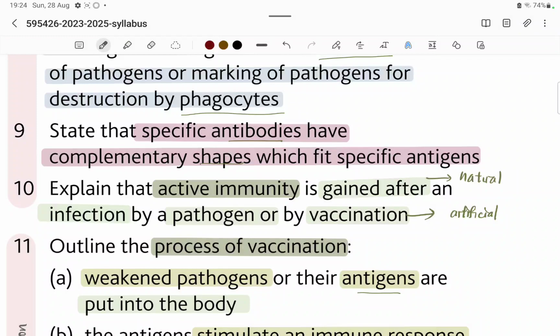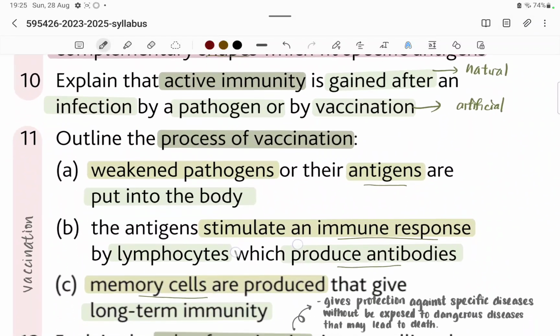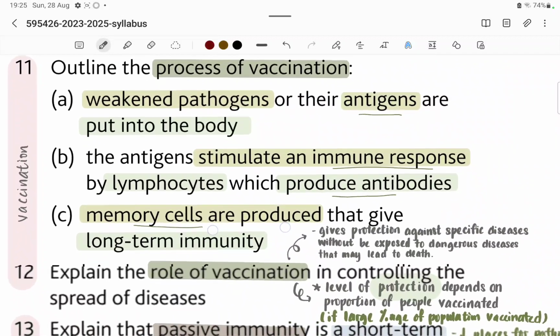And then after the antigens trigger the immune response, the lymphocytes will produce antibodies and memory cells. So these are the points that you have to write if they ask you to explain how active immunity is gained naturally. Okay, and then after that, the process of vaccination.